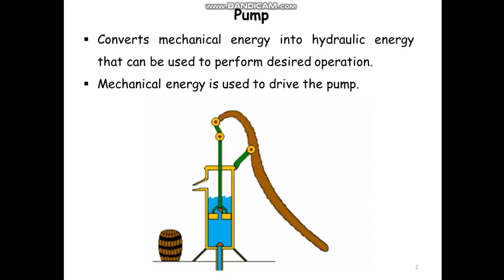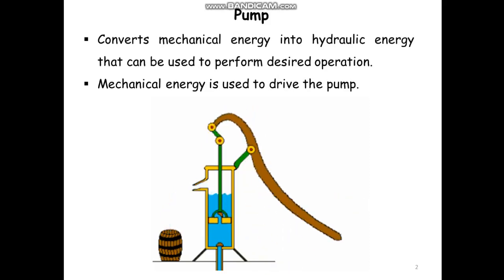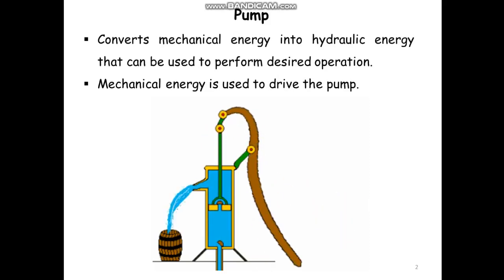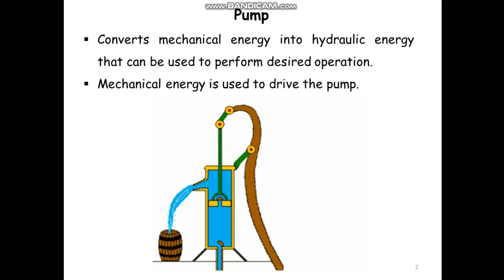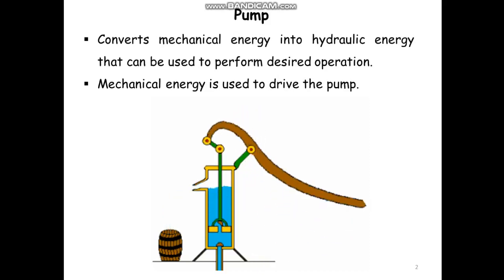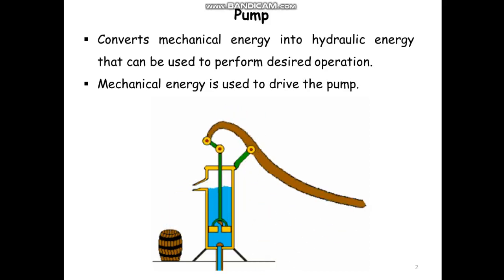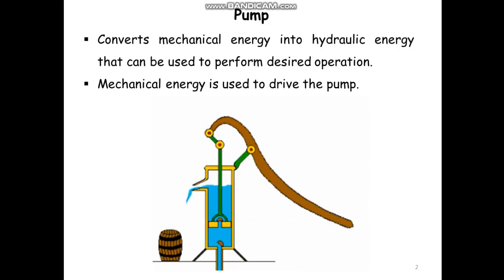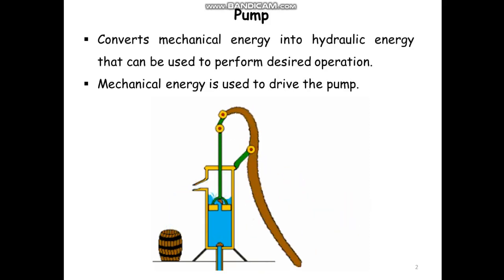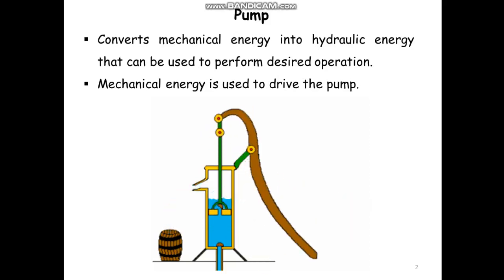So basically if you see any pump, the pump will be driven by some motor or IC engine or even turbines. So when we consider a simple centrifugal pump which is used in our house or even in the agricultural industry, then that pump will be driven by an electrical motor, which is considered as a prime mover. So basically mechanical energy is used to drive the pump.